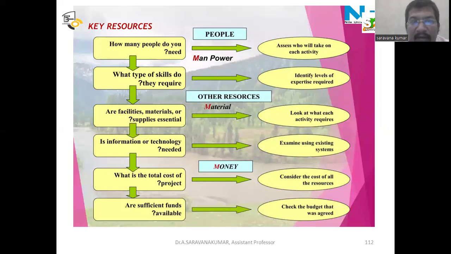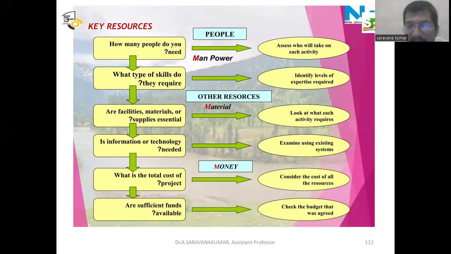So we have the three key resources: people, manpower, and other resources like material and money. So what are we going to assess? First one, how many people do you need? It means manpower planning. So how many persons are required for the particular organization to achieve a common goal? We are going to do that particular work. So how many people do you need? So assess who will take on each activity. That's manpower.